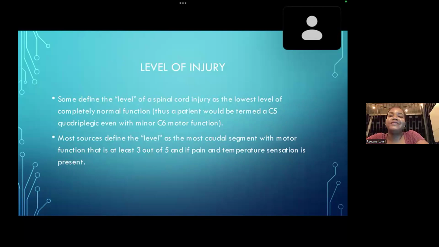So some define the level of a spinal cord injury as the lowest level of completely normal function. Therefore, patients would be termed a C5 quadriplegic even with minor C6 motor function, but most sources define the level as the most caudal segment of the spinal cord with motor function that is at least 3 out of 5 in power, and where pain and temperature sensation is present.